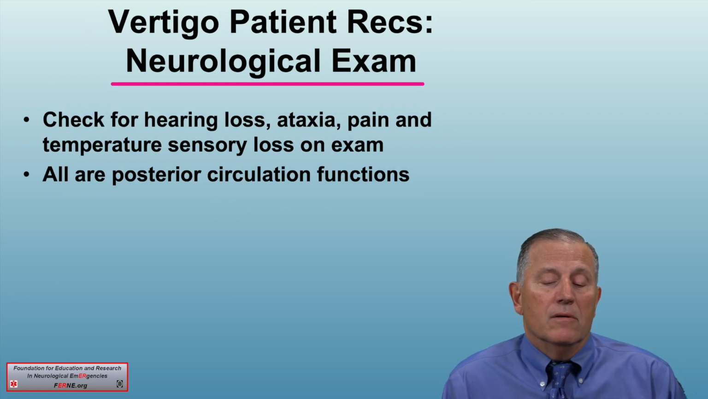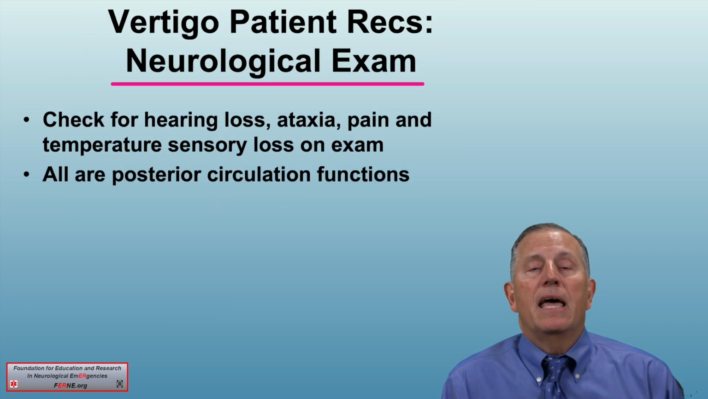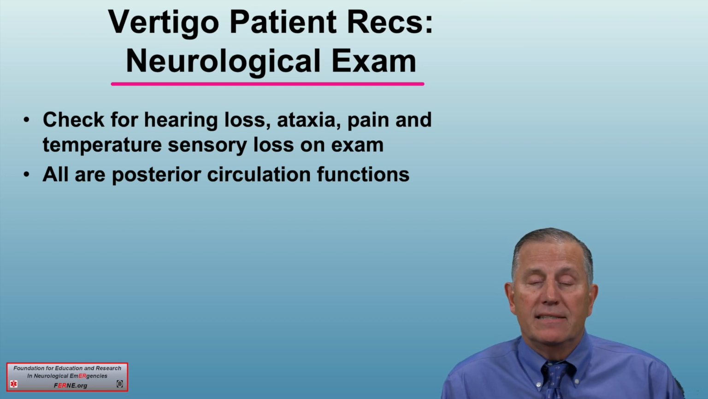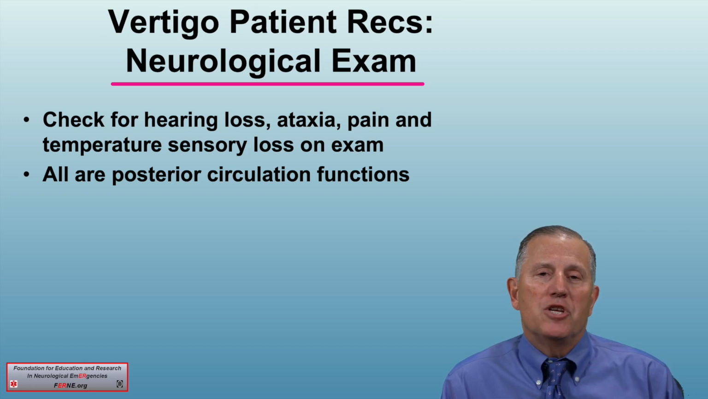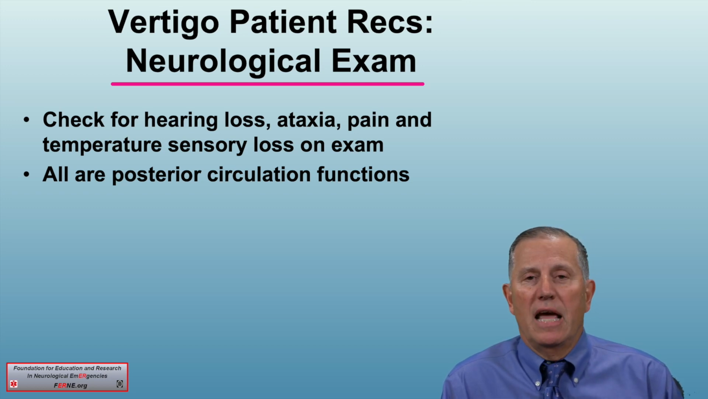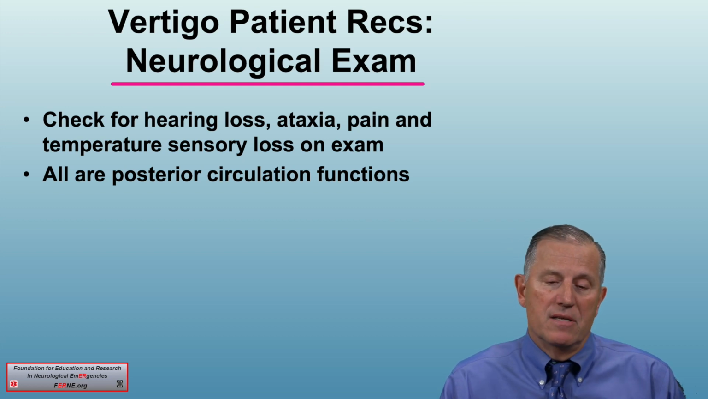And lastly, checking for hearing loss, ataxia, and pain and temperature sensory loss is essential to exclude a central etiology related to posterior circulation, vascular problems, and insufficiencies.